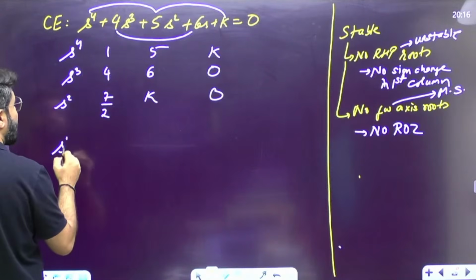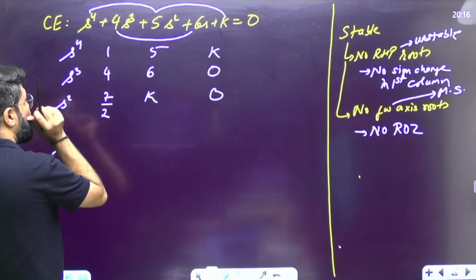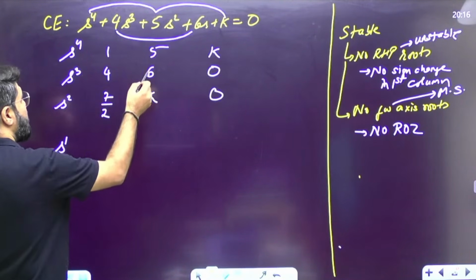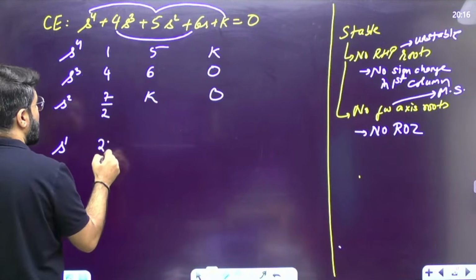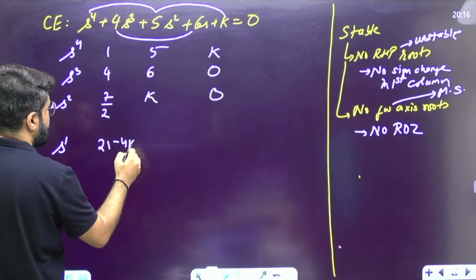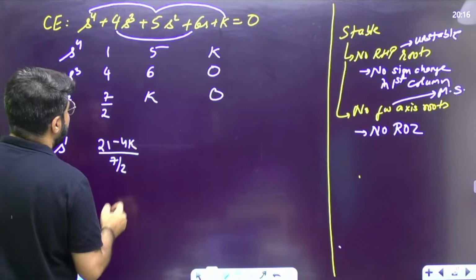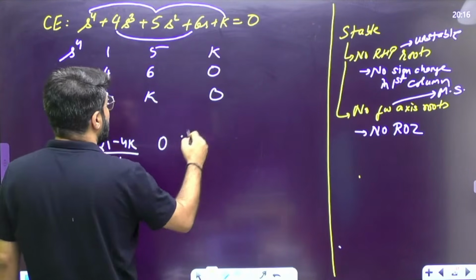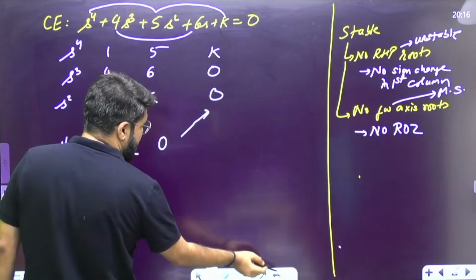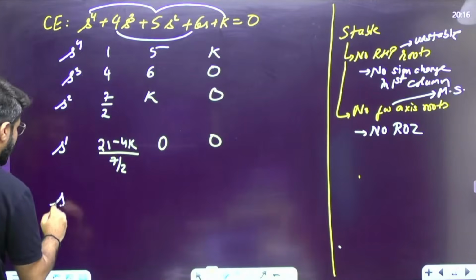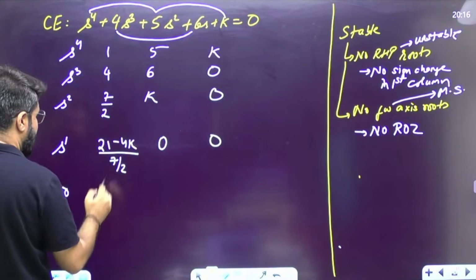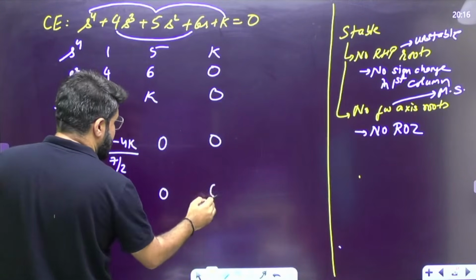Then the S power 1 row. 7 by 2 into 6 is going to become 21, minus 4K, divided by 7 by 2. Next column is 0 and the last element is anyway 0. For the S power 0 row, only K will be left, and 0 and 0.